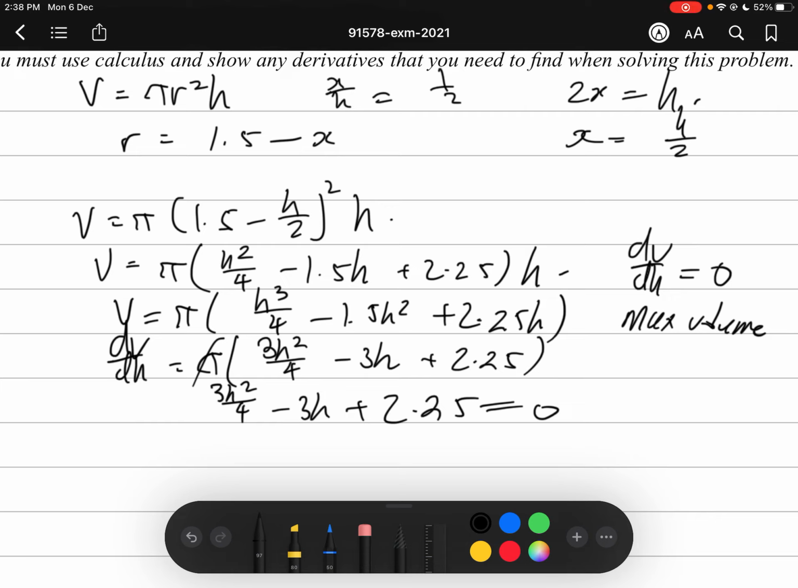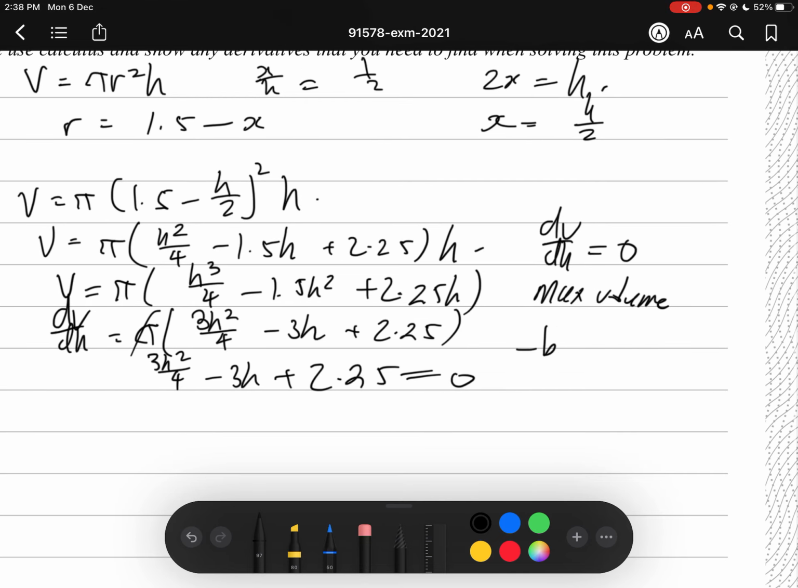And at this rate, once you get the quadratic, I'll just use the calculator since there's no requirement to show the quadratic form. You can use the quadratic formula, so negative b plus or minus the square root of b squared minus 4ac, over 2a. But in this case, you can just go straight to your calculator, and you will get that h equals 3 and h equals 1.